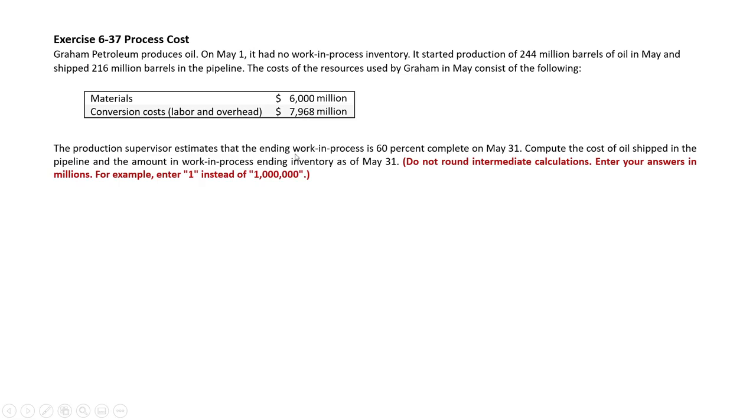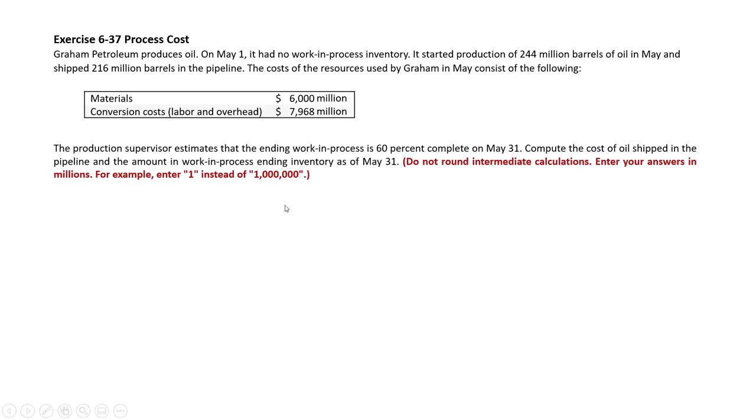The production supervisor indicates that work in process inventory, because keep in mind we started 244 barrels, only finished and shipped 216, so we have some ending work in process inventory, is only 60% complete on May the 31st. They want us to calculate the cost of the product shipped, the 216 million barrels, and also the cost we need to apply to that 28 million barrels in ending work in process inventory.